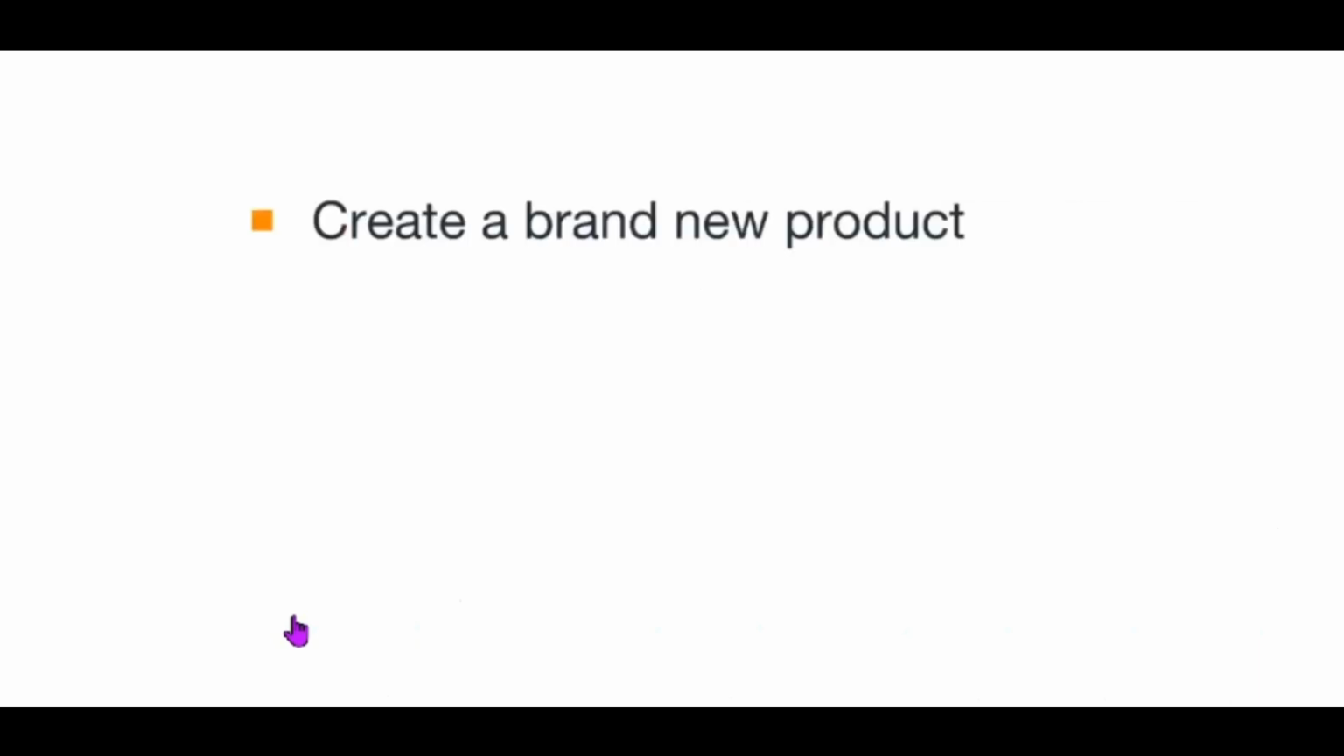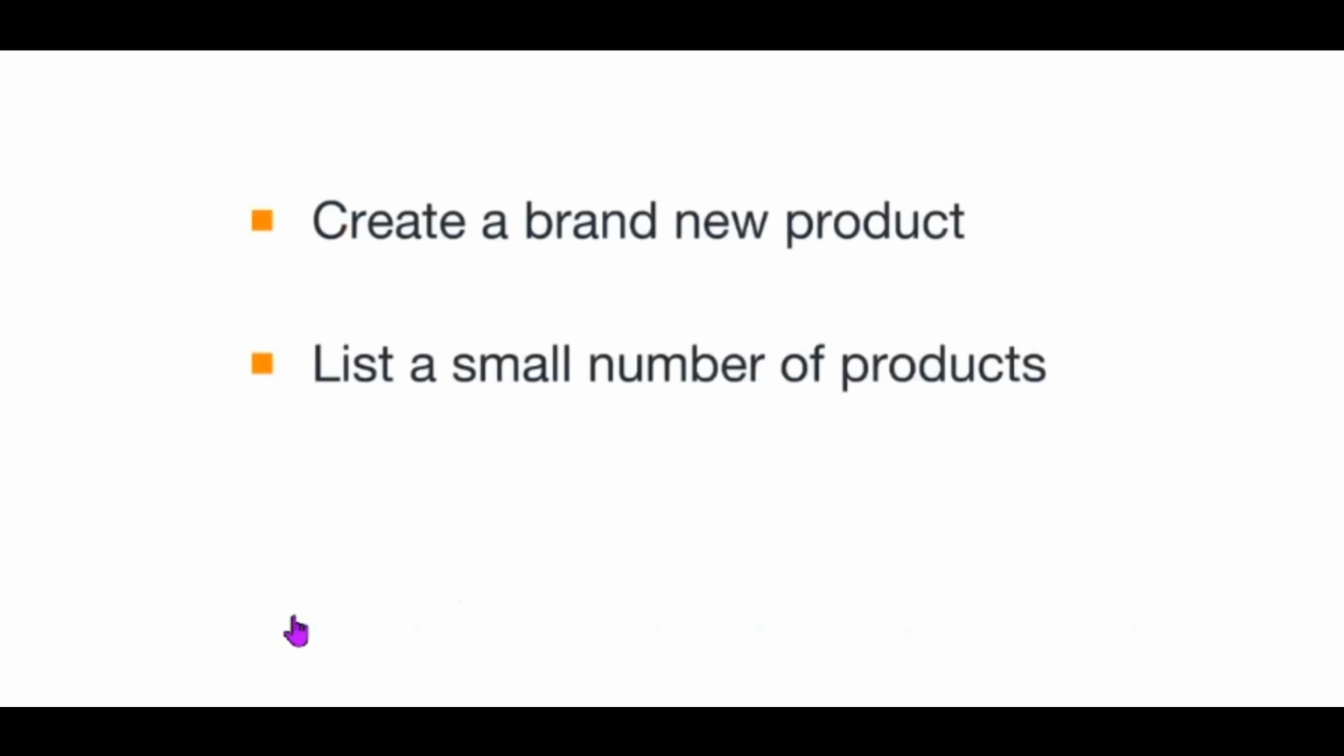You can use the Add a Product tool in Seller Central to create a brand new product on Amazon, list a small number of products, or use a simple interface rather than uploading product information with a spreadsheet. This video will show you the steps for listing a new product.